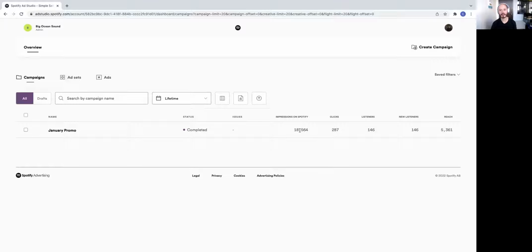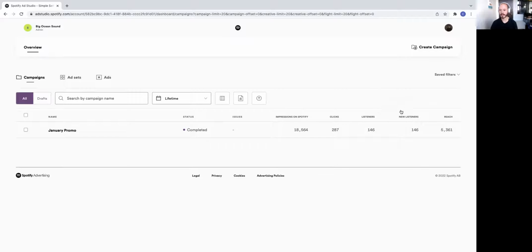So this is the amount of people that this ad ended up coming across. Doesn't mean they actually listened to the thing. They could have exited out, or they could have just not really engaged with it. But this just means that Spotify did its job and showed this to 18,000, not people necessarily, but 18,000 impressions. I'll tell you what that means later. 287 clicks. So out of those 18,000 impressions, I had 287 clicks.